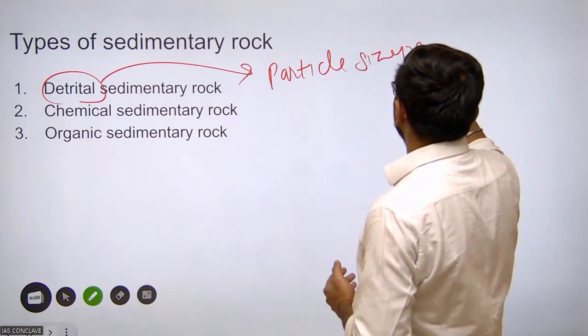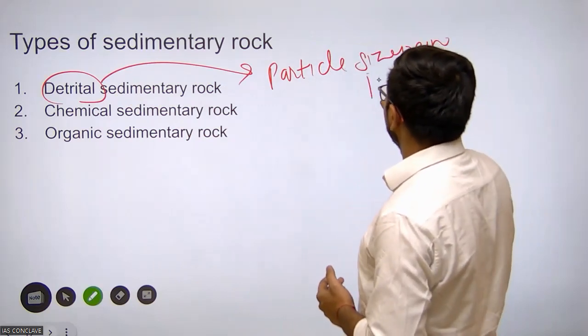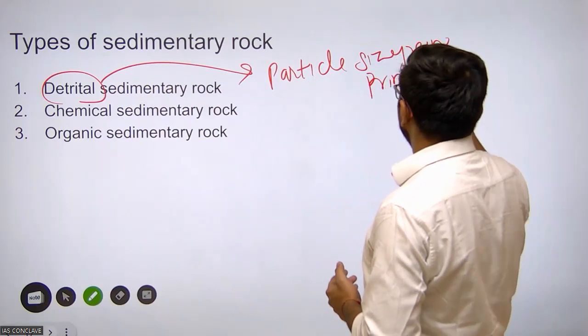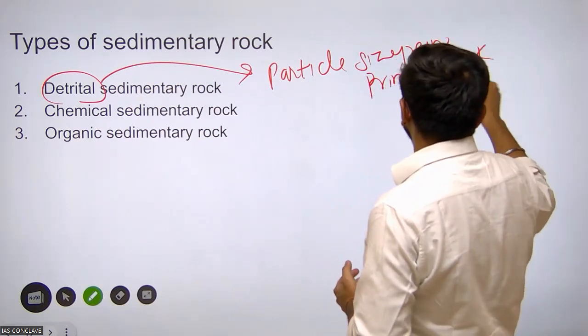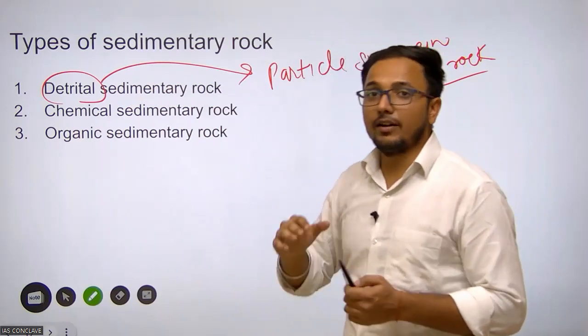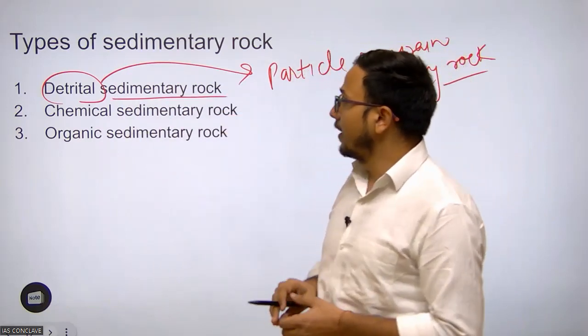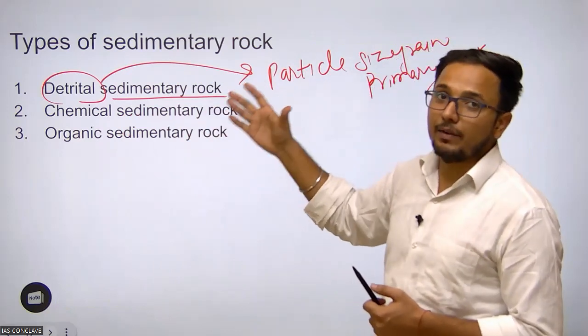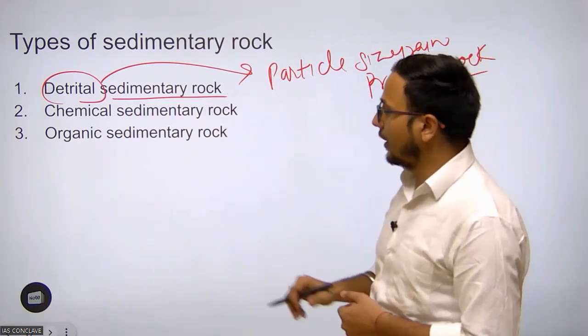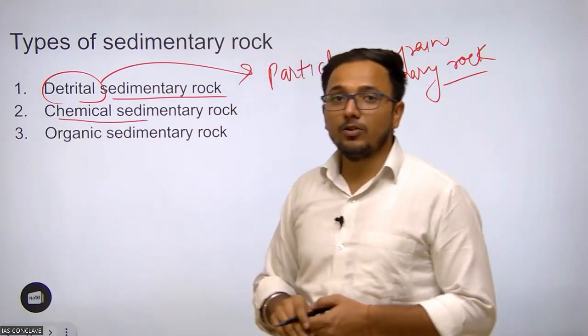Particle size grains derived from the primary rock. When these particle-sized grains have been transported and deposited, this type of rock form, we name them detrital sedimentary rocks. So these are solid particles. But what is chemical sedimentary rock?